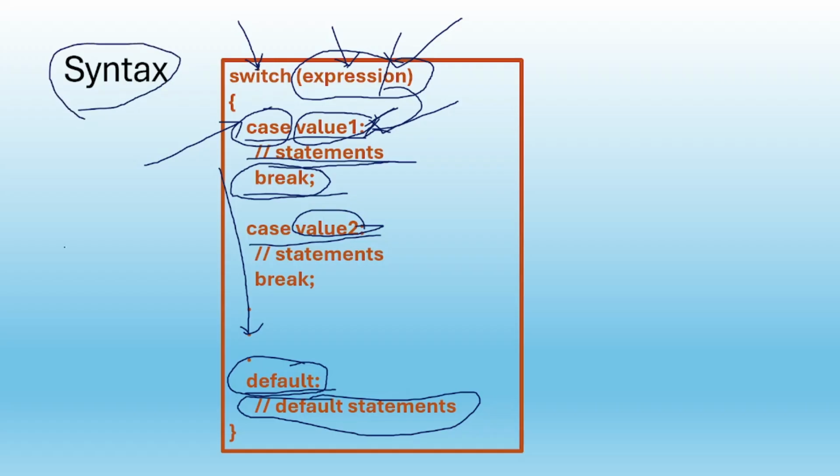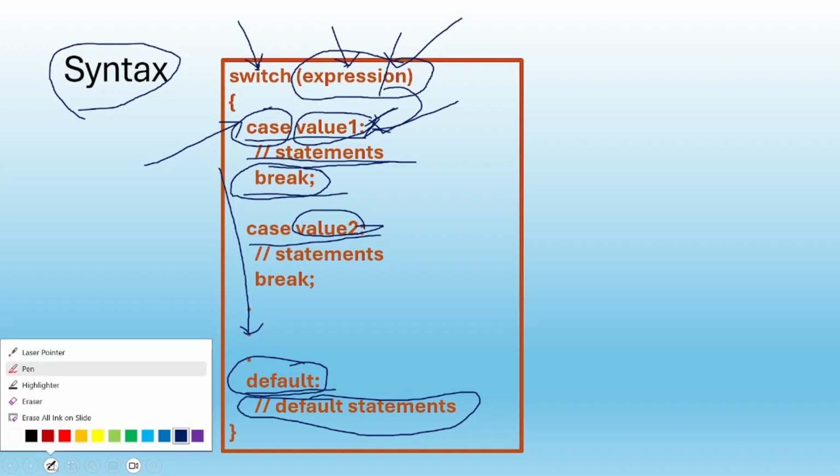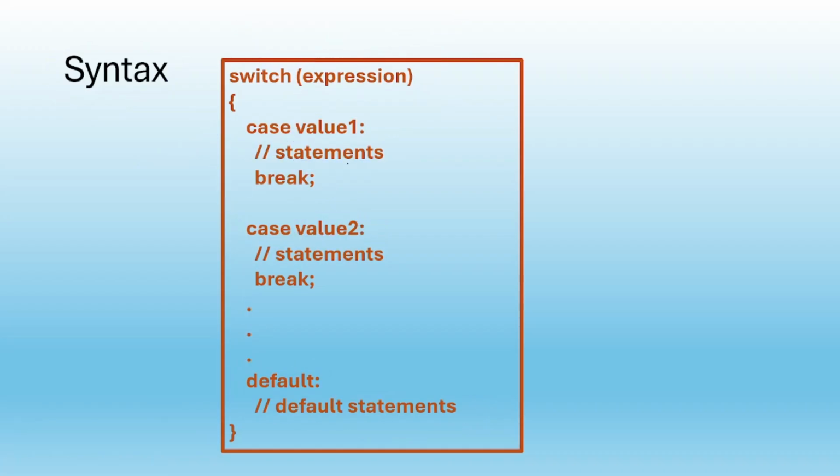So again, the syntax: we have switch as the keyword, then the expression, the value that we want to evaluate, and different options may be there in this expression. This expression may get evaluated to case value 1, then the statements under case value 1 will be executed, and after this the break statement will break out of the switch statement. Is the syntax clear to everyone?